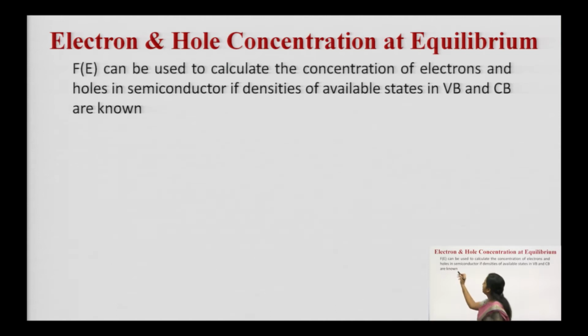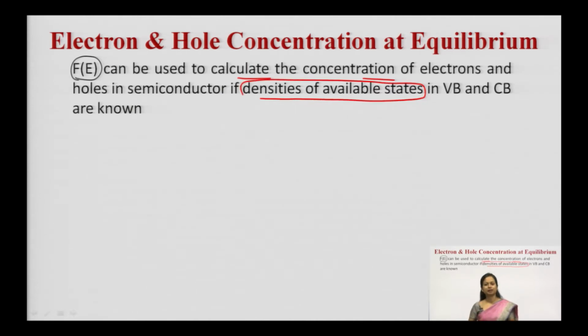See, F(E) we have already discussed in the previous lecture. What is F(E)? F(E) is nothing but the Fermi-Dirac distribution. So, the Fermi function is being defined. F(E) is used to calculate the concentration of electrons and holes in a semiconductor if the densities of available states in the valence band and conduction band are known. So, the important point here: if the densities of available states in the valence band and in the conduction band are both known, then it can be calculated very quickly.